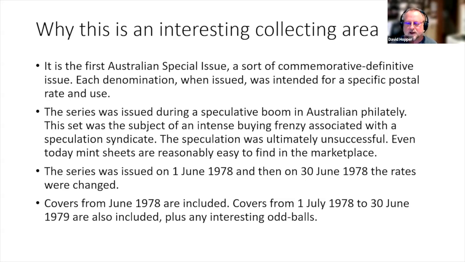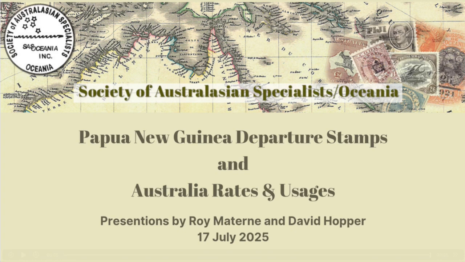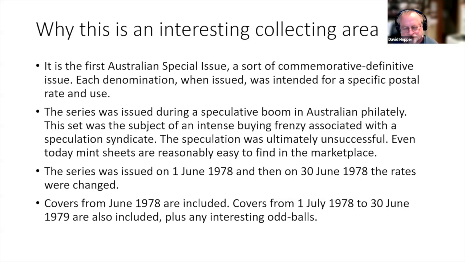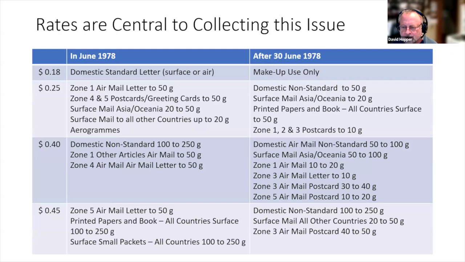The series was issued in June 1978, June 1st. June 30th, Australia Post says, let's change the rates. So they all no longer have a specific use like they did before that. So when you look at my stuff, you'll see stuff in June, when it's in its period of use, that first 30 days, and then after June, when the rates have changed, and how the world responds to that. Rates are central to collecting this issue and most of my collecting.